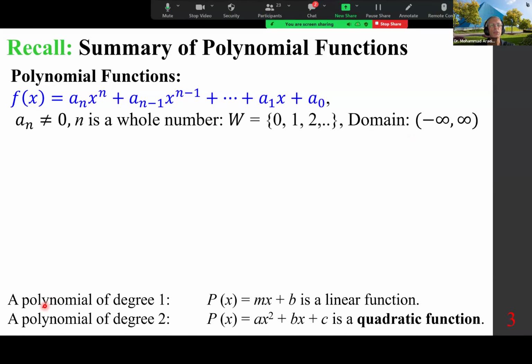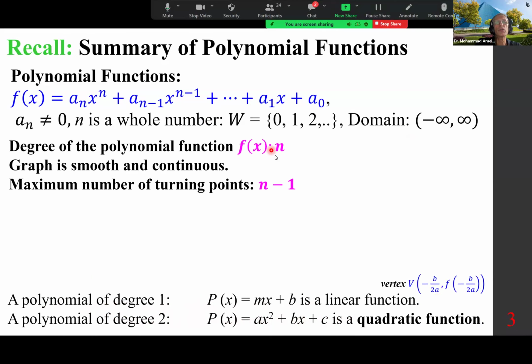Couple of simple examples. A polynomial of degree 1, p of x is mx plus b. It's a linear function. Polynomial of degree 2, p of x is ax squared plus bx plus c. It's a quadratic function. And as you recall, the vertex is located at minus b over 2a, and you plug in to get f of minus b over 2a. What else?